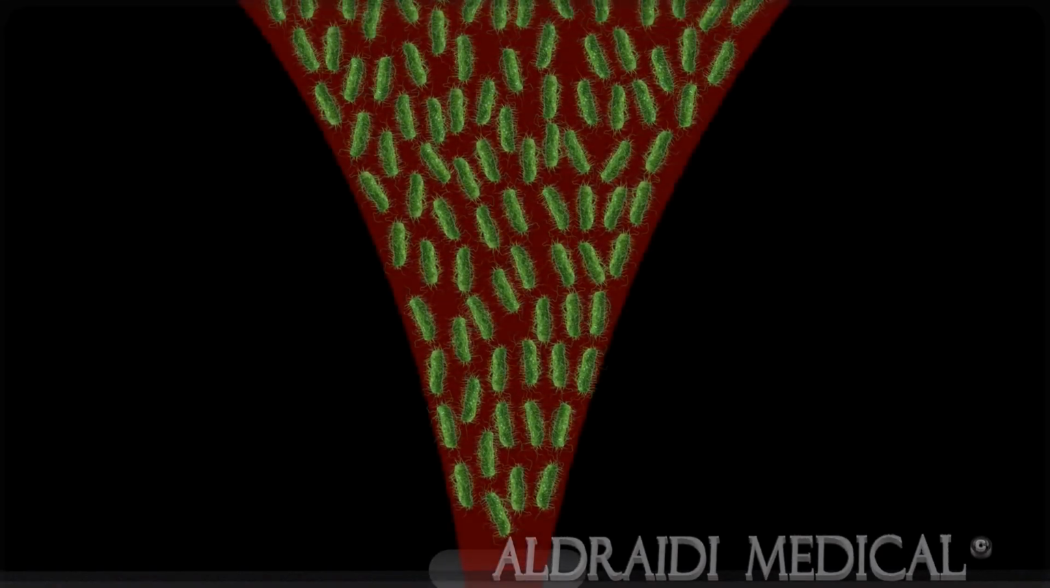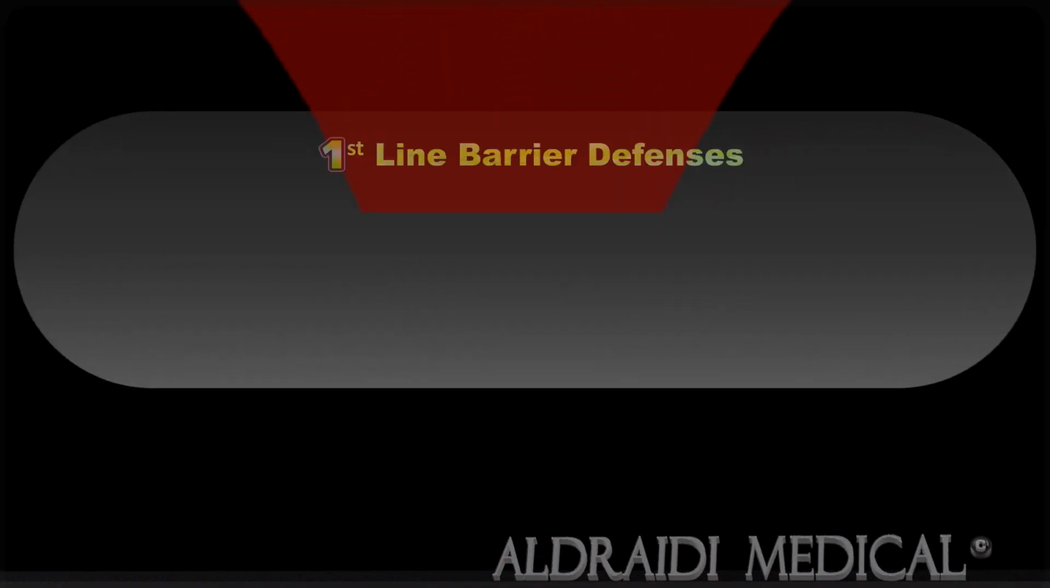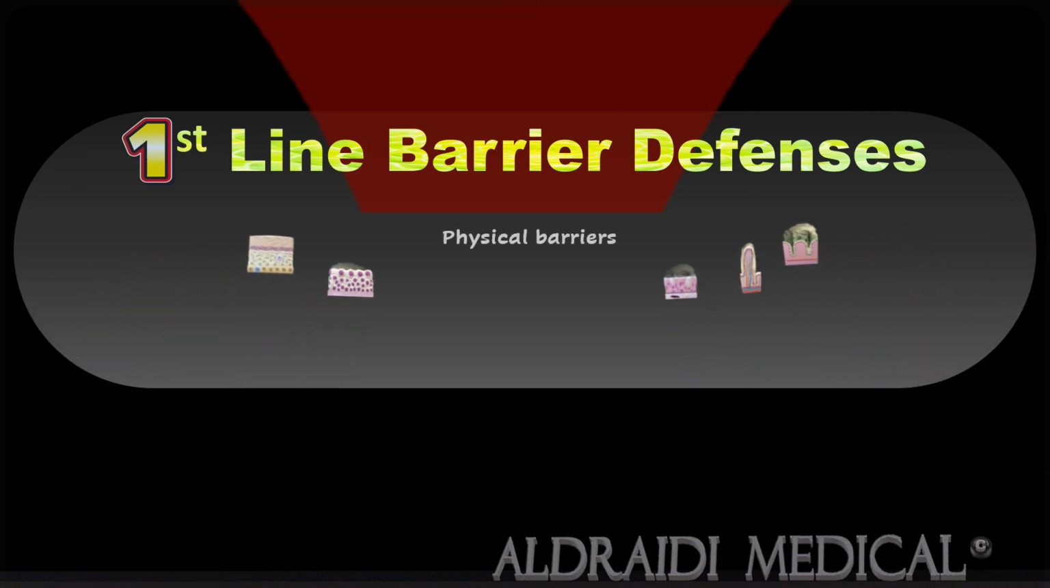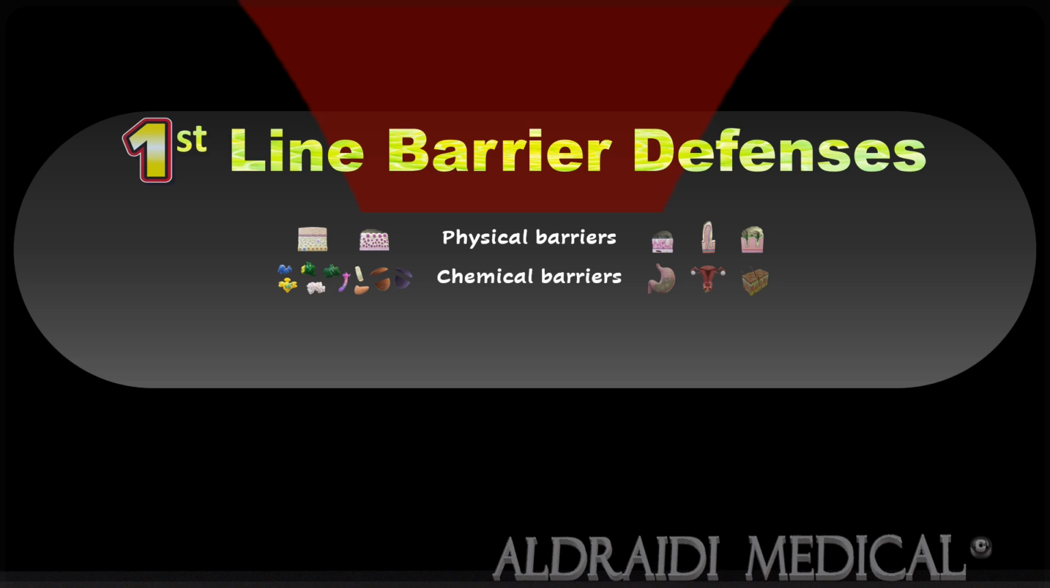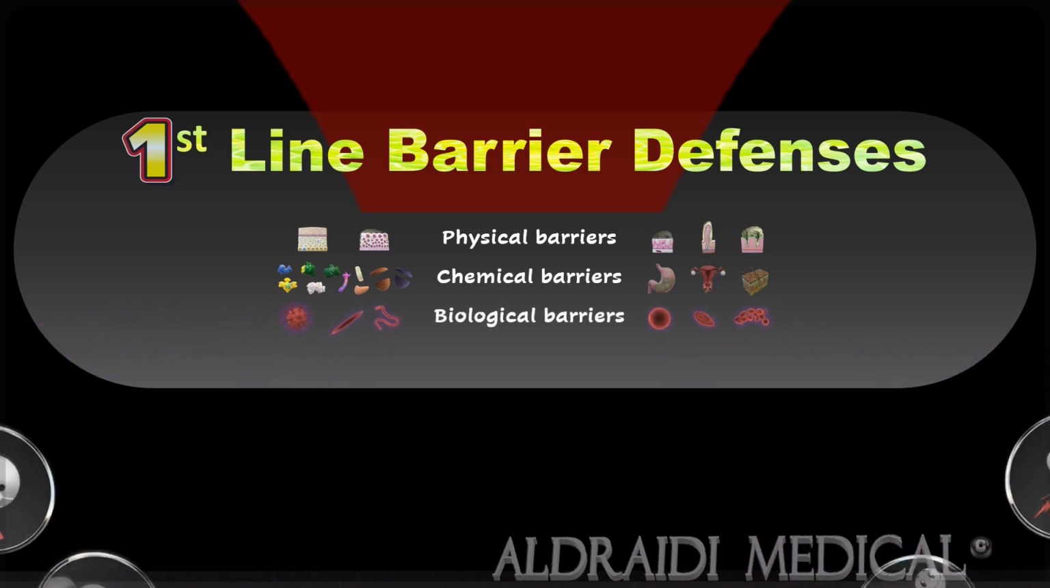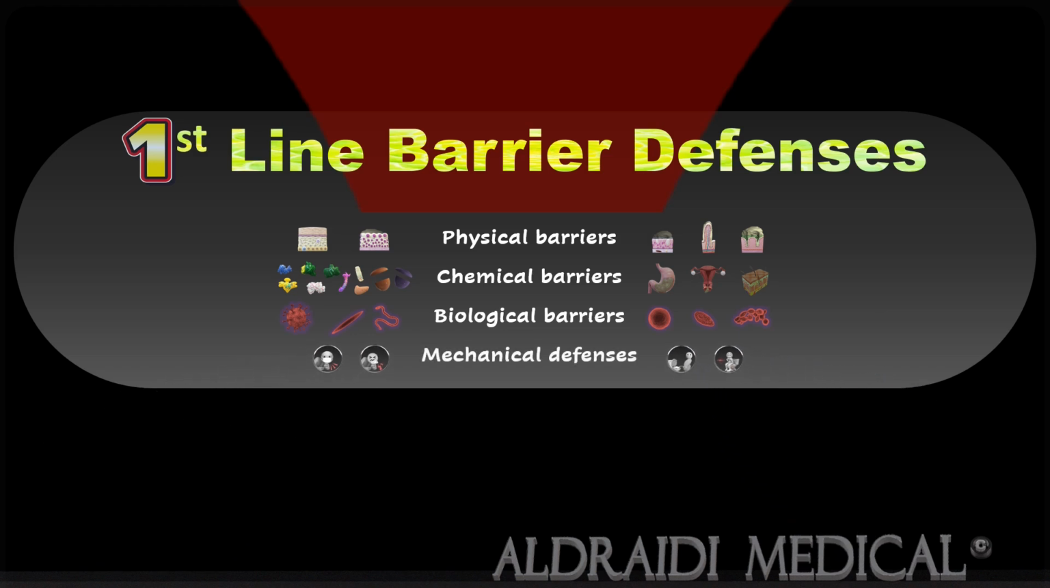The first line of defense is provided by a set of barriers, namely physical barriers, chemical barriers, biological barriers, and also mechanical defenses. These barrier defenses are continuously present and ready for action and form the interface between the environment and the body.